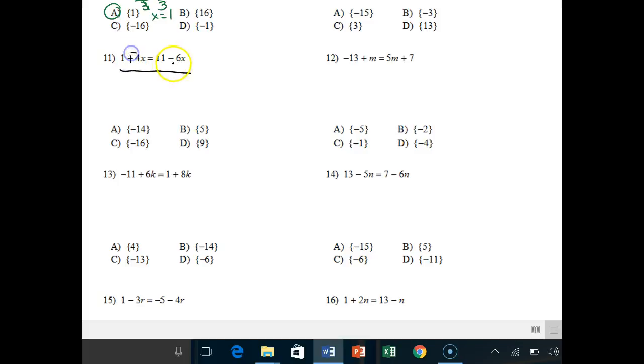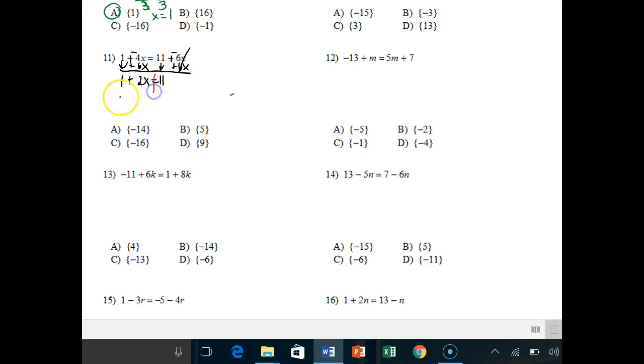So I'd say first plus negative, and I'd say, all right, I'm going to try and move this guy over here. So add 6x to both sides. This cancels out because it's 0. Everything gets dropped down. So we have 1 plus negative 4 plus 6. Those are different signs, so I subtract. It gives me 2x equals 11.